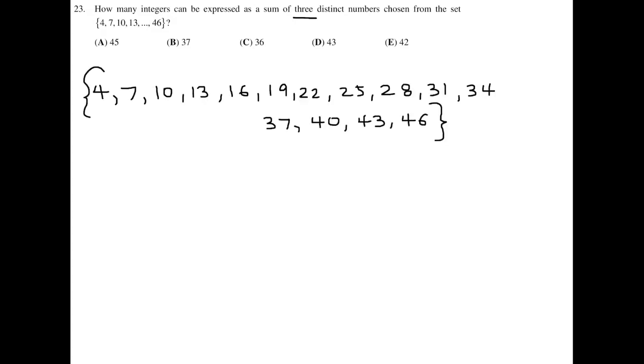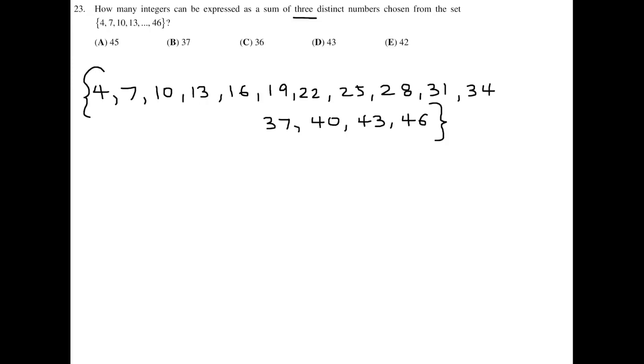How many integers can be expressed as a sum of 3 distinct numbers chosen from the set 4, 7, 10, 13, all the way up to 43? All right, so first, let me write out the set just to give a clearer understanding. So this is our set. It's 4, and then 4 plus 3, which gives you 7, and then plus 3, which gives you 10, and plus 3, and so on. So as you can see, every number increases by 3.